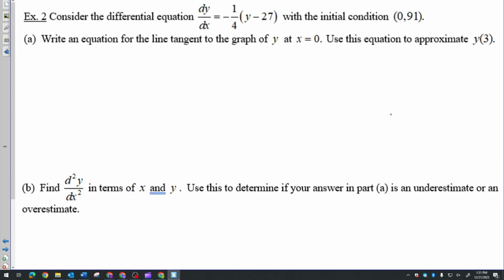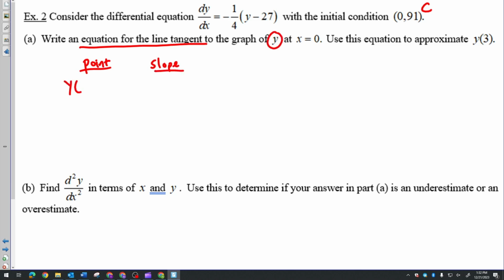All right, let's look at another problem. Let's look at this differential equation with this initial condition. So again, we can find C with this initial condition. And the first problem says write an equation for the line tangent to the graph. So this is an equation of a tangent line. What two things do I need if I want an equation of a tangent line? A point and a slope.